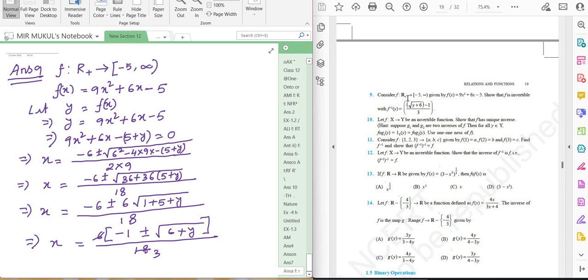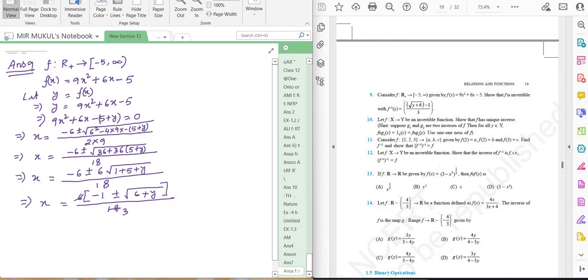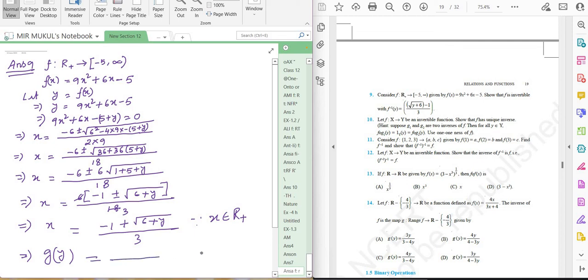Since x will be positive, that means R plus, so the negative value we will ignore. So here x equals minus 1 plus root over 6 plus y, upon 3, since x belongs to R plus, that means real positive. So this can be written as g(y) equals root over 6 plus y, minus 1, upon 3.